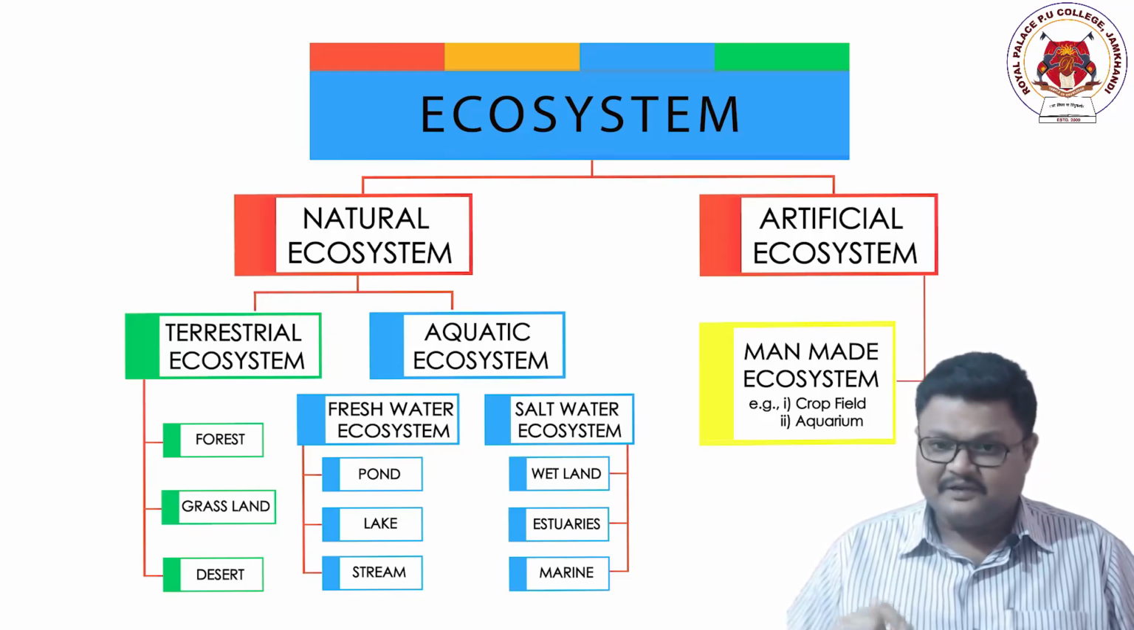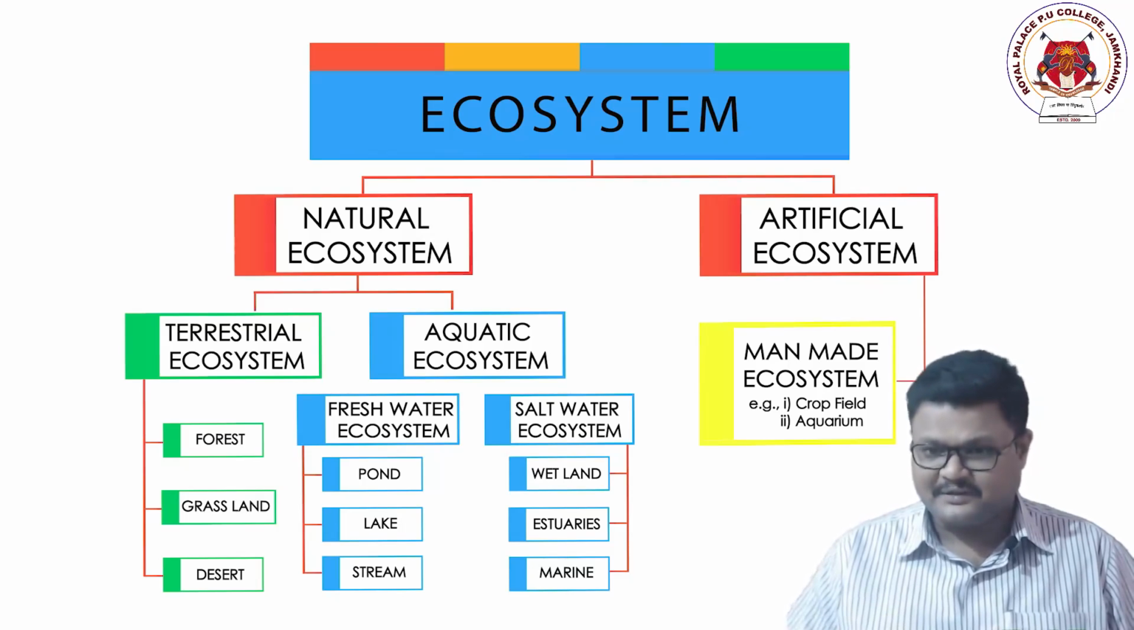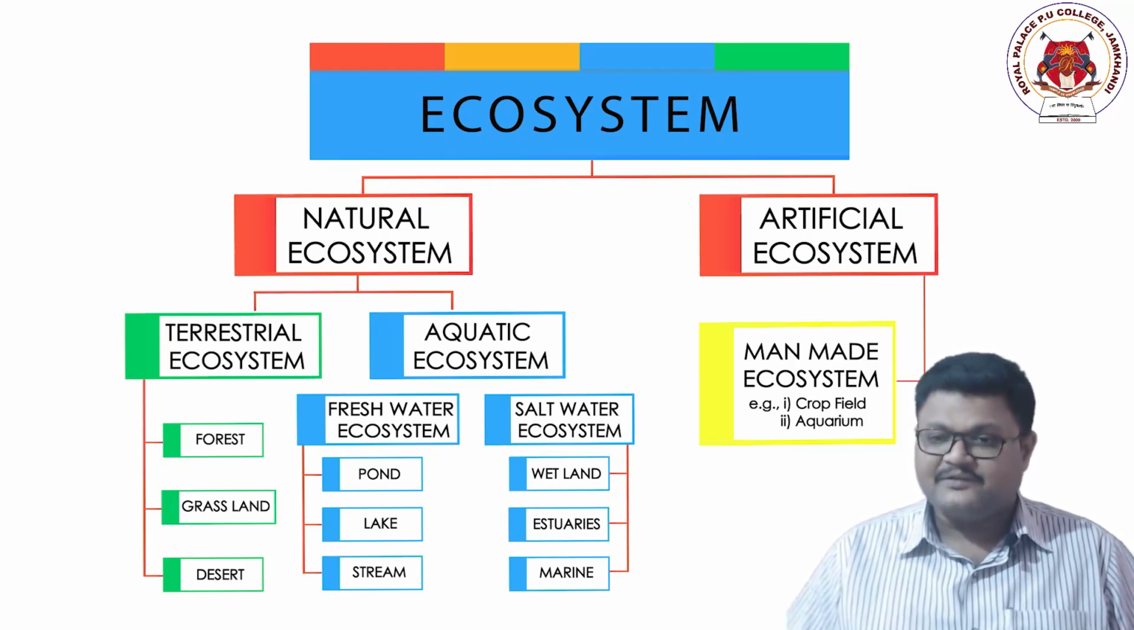As far as the natural ecosystems are concerned, they are once again divided into further categories. Try to understand and see that classification chart there. In case of natural ecosystem, they have divided this into two categories. The first category is the terrestrial ecosystem and another one is the aquatic ecosystem. What do you mean by terrestrial ecosystem? Terrestrial ecosystem means the ecosystems which are present on the land. Aquatic ecosystems are those ecosystems which are present in water. Try to understand.